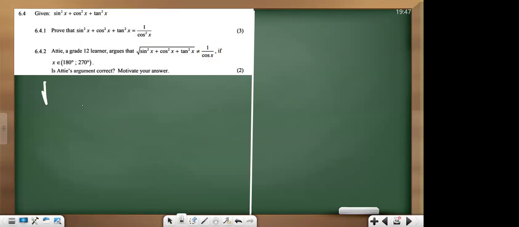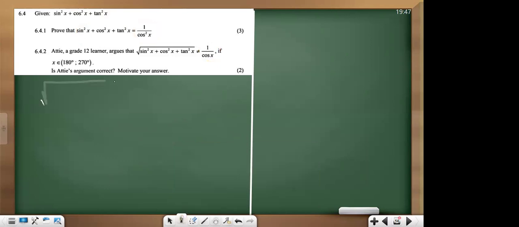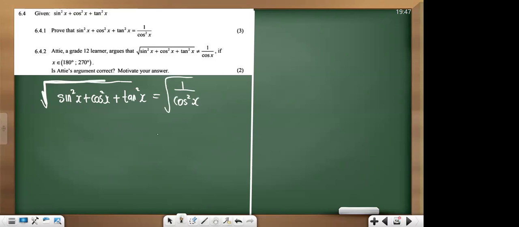The square root of, I need my pen. Okay. If I say the square root of sine squared x plus cos squared x plus tan squared x is equals to 1 over cos squared x. If I introduce the square root both sides, this will be square root of 1. No, I think she's correct. Let's see.